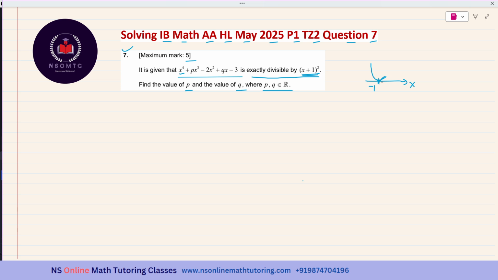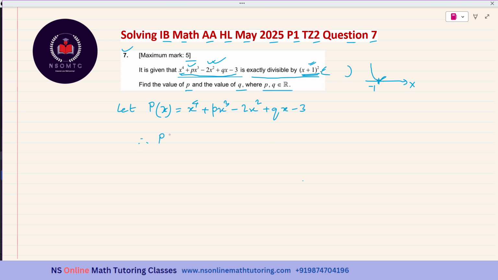There are several ways of solving this question, but I will be using the factors method because this is a polynomial of degree 4. If you expand (x plus 1) whole squared, it will be x squared plus 2x plus 1. It is a quadratic factor, and if you multiply it with another quadratic factor, you will get this quartic expression. So let p of x equal, instead of writing the entire expression, x to the power of 4 plus px cubed minus 2x squared plus qx minus 3.